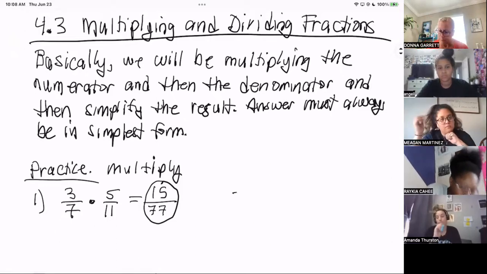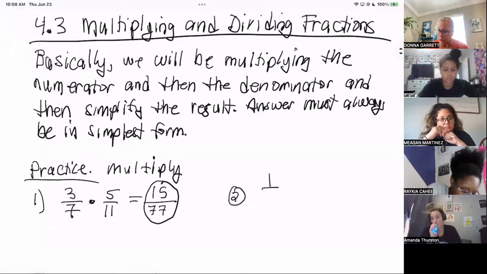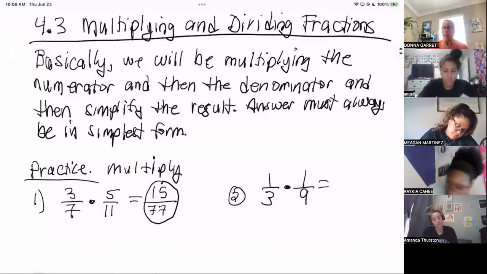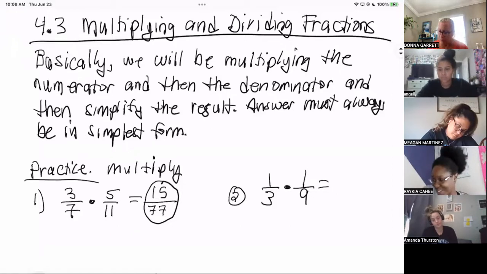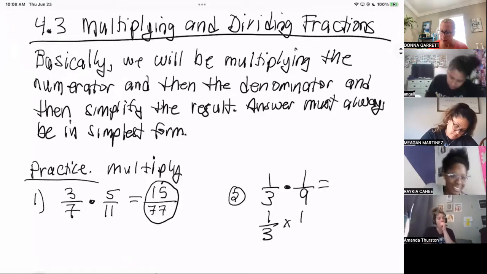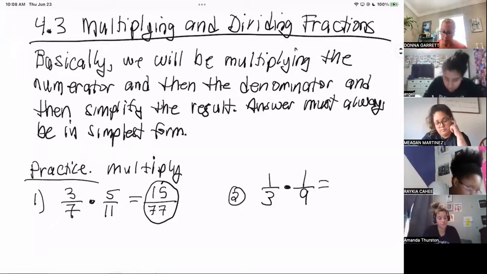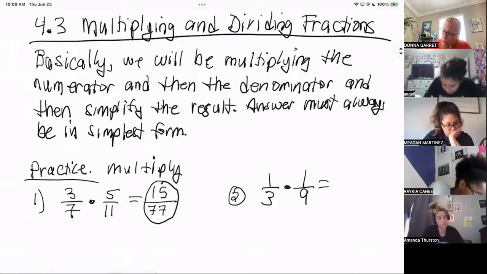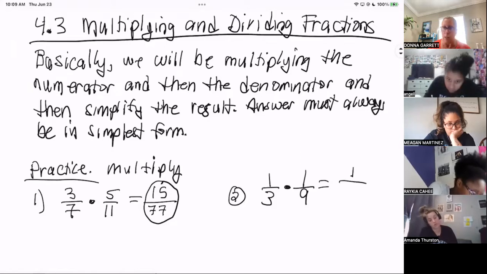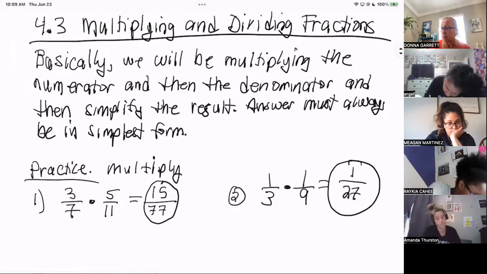Two. 1/3 times 1/9. Now, I haven't looked close enough, but in your math lab they might still be doing this with a little X sign. Remember, it means the same thing, but we're not going to use that anymore because we're in algebra. But if they do the little X sign, it means the same thing. All right, so multiply the numerator. 1 times 1 is 1. Multiply the denominator. 3 times 9 or 9 times 3 is 27. Of course, that's totally simplified. I can't simplify anything else.